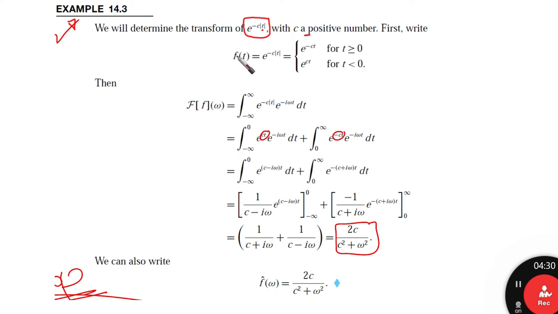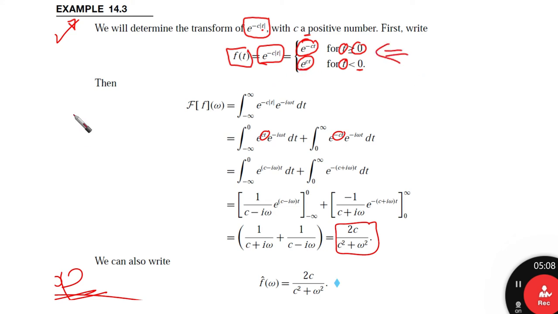So we can put our function in this notation. We can say that e raised to minus c, absolute value of t, equals, when t is larger than or equal to 0, e raised to minus ct, right? Because we have a minus here. And if t is less than 0, then it equals e raised to ct. It's always going to be negative in this case. So if t is positive, then we put the minus sign. If t is negative, we remove the minus sign. It's logical. It makes sense.